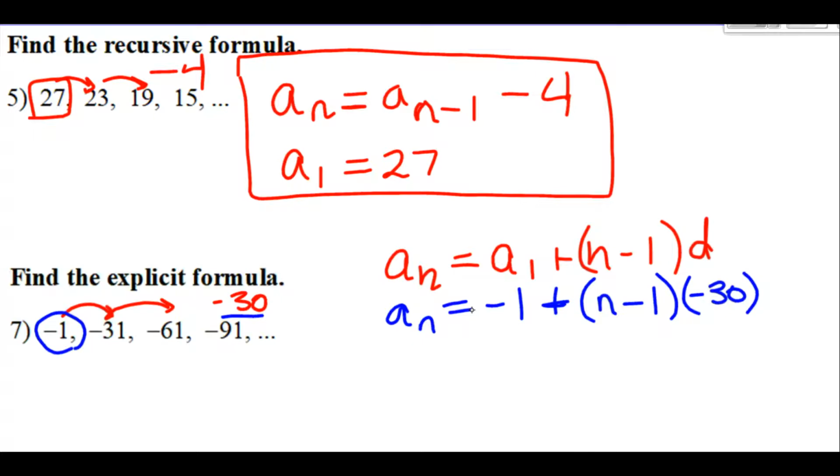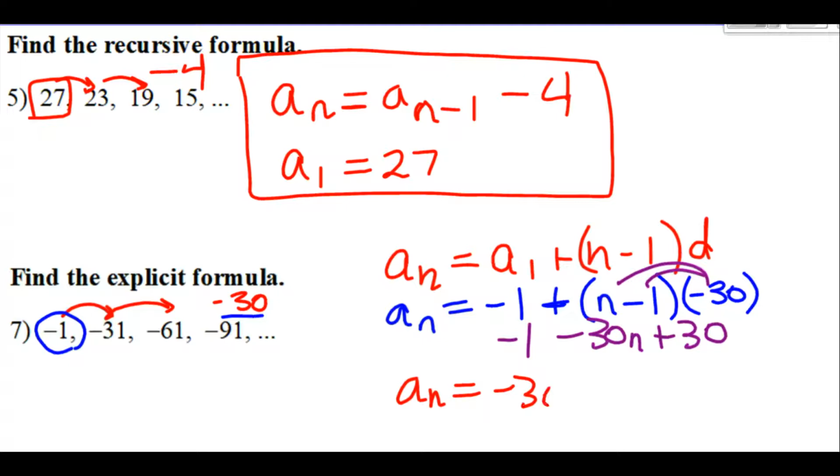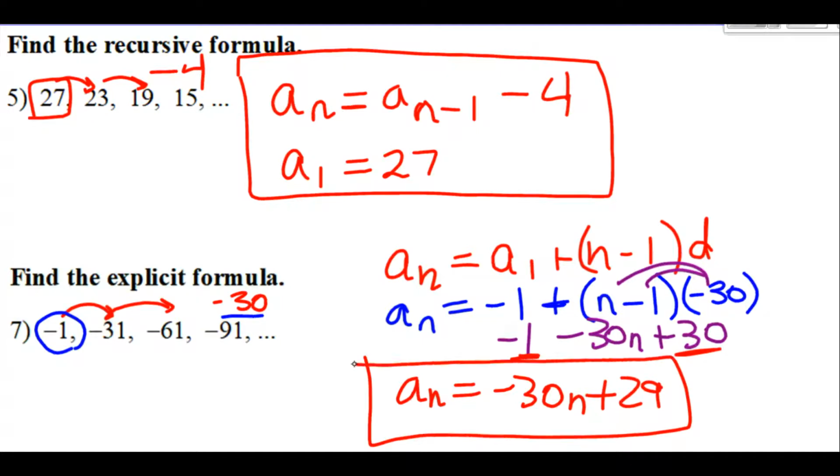We can distribute the -30. So we had -1 minus 30n plus 30. And just look at your like terms. You're going to have an equals -30n. And then I see these like terms, -1 plus 30 is plus 29. That's the explicit formula. And what's good about that is if I want to find like the 100th term, I just plug in 100 for n.